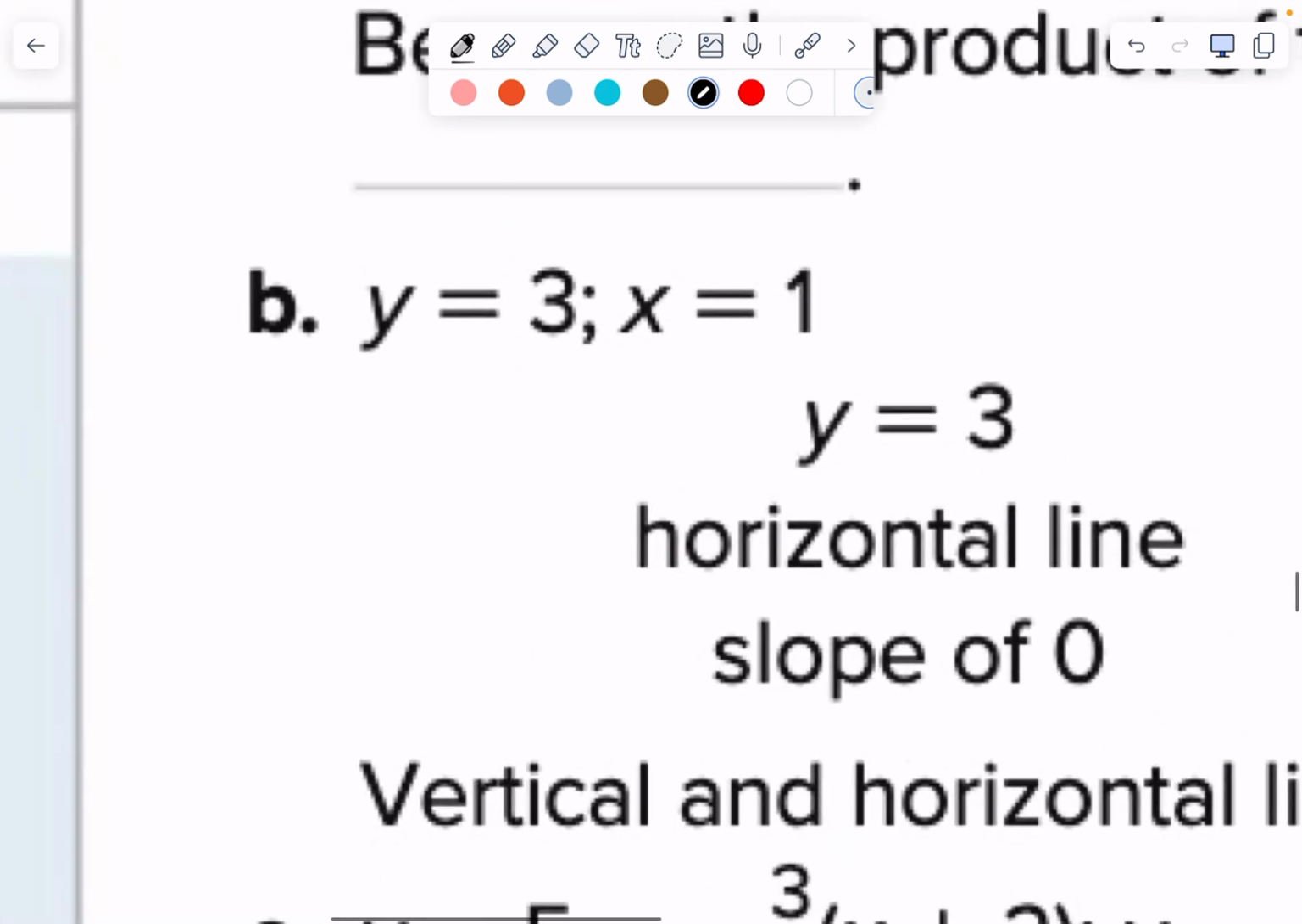Ooh, y equals 3 and x equals 1. Okay? Let's think about the graphs of these. How do you graph y equals 3? That like doesn't have a line going.